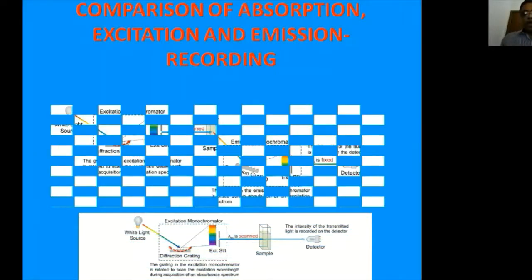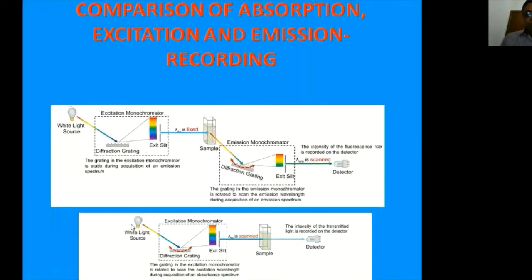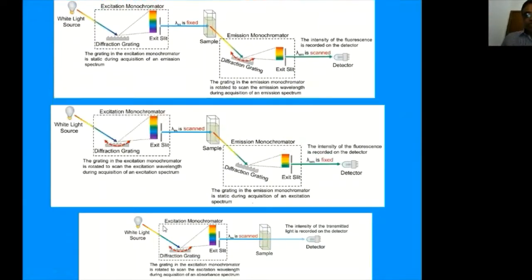Now, let's look at how exactly you record all this. The absorption spectrum is recorded by scanning your monochromator, which is only one monochromator, basically the excitation monochromator. When you go for a fluorimeter, there are two monochromators.